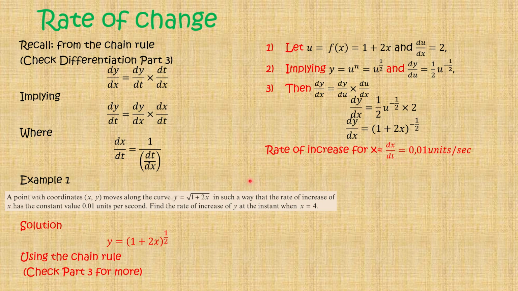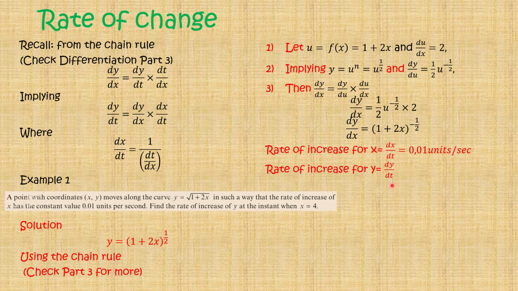Now, that would mean that the rate of increase for y, which we are looking for, would be given by dy/dt. Why? Because we are saying we have the change in y over the change in the time t. So that is what we are trying to find.